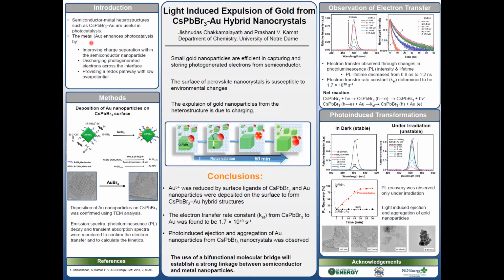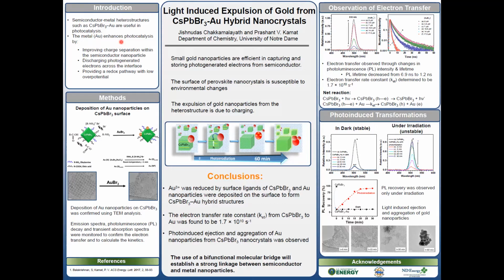The noble metal co-catalyst like gold enhances the quantum yield of the photo-induced electron transfer processes by improving the charge separation within the semiconductor nanoparticle, also discharging the photo-generated electrons across the interface and providing a redox pathway with low overpotential. So semiconductor metal heterostructures such as CsPbBr3 bromide gold are useful in photocatalysis and photovoltaics. However, it still remains a major challenge in photocatalysis to design stable and tunable perovskite metal heterostructures.